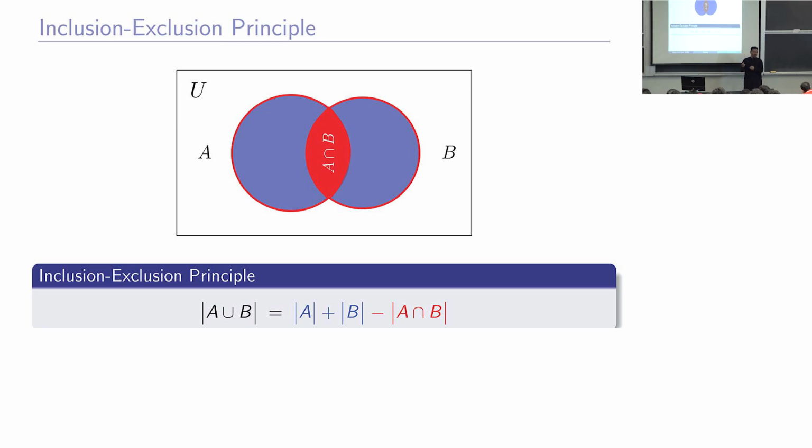So those elements in A intersection B are counted twice. If I'm just counting them and marking them, there will be 2 marks on these elements, once from the A side and once from the B side. So then I just subtract it out once. Okay?